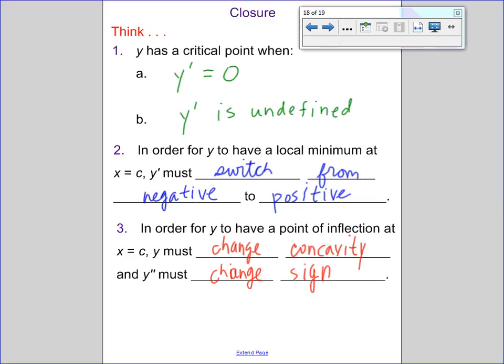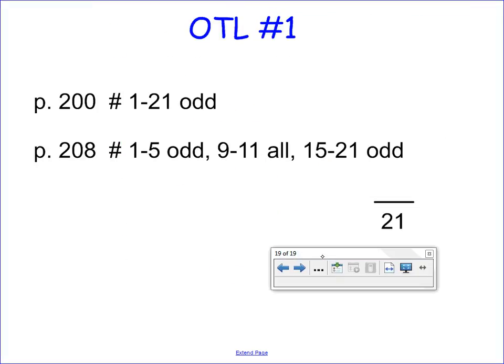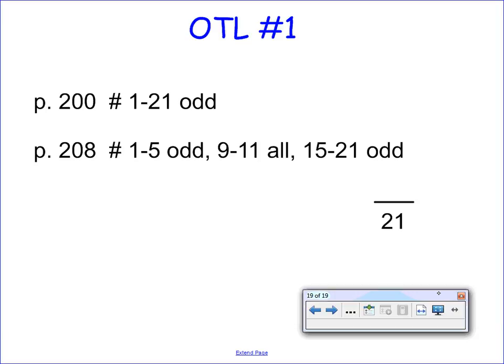Way to go, you guys. That's awesome. And guess what? I now determine your OTL exercises. There wasn't enough on the printable, but it's okay. So OTL 1, you'll have to write down. Notice the prevalence of odd exercises here, except for your 9 to 11 is all.